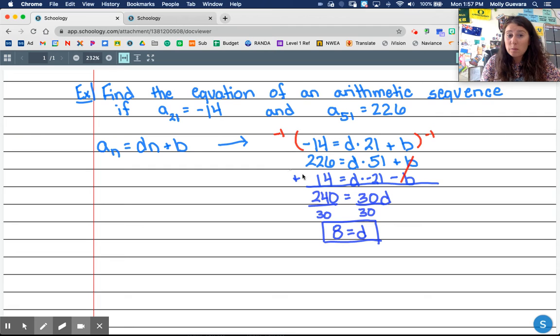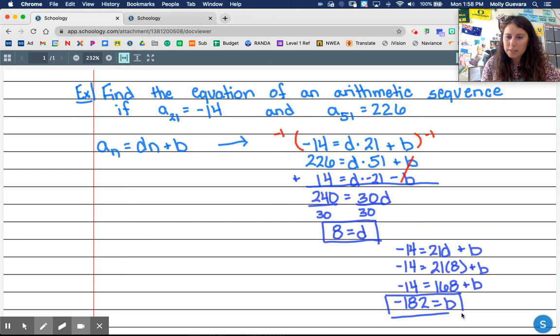So I'm going to take one of these two original equations. I'm probably going to use my negative 14 equals 21d plus b. And I'm going to plug in 8 for d. So negative 14 equals 21 times 8 plus b. So negative 14 equals 21 times 8 is 168. Subtract 168 and I get negative 182 equals b.